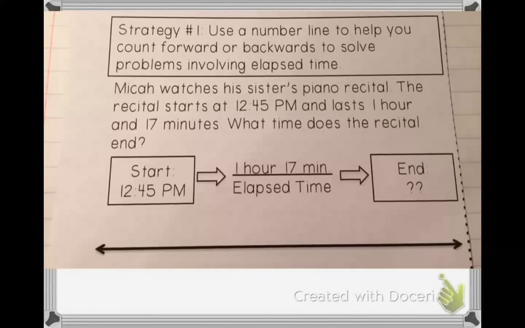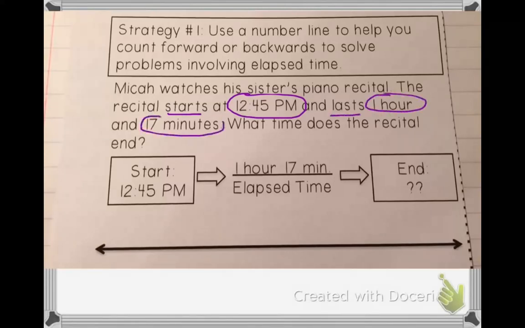So some important information in the problem tells us that it starts at 12:45 p.m. So that's our start time. It lasts 1 hour and 17 minutes. That's our elapsed time. That's how much time passes between when the recital starts and when it ends. Our question asks, what time does the recital end? So we are looking for the end time. So we can use the number line to help us. So I'm going to put 12:45 over here at the beginning.